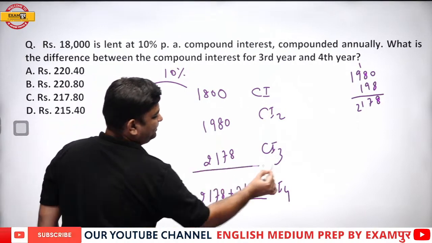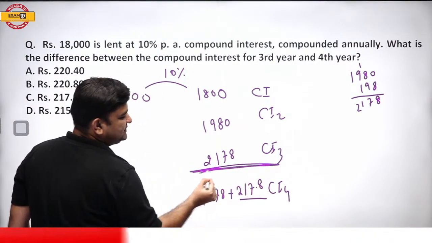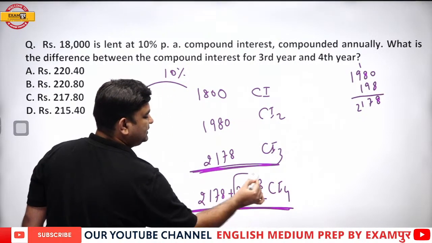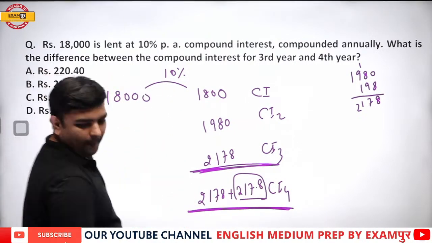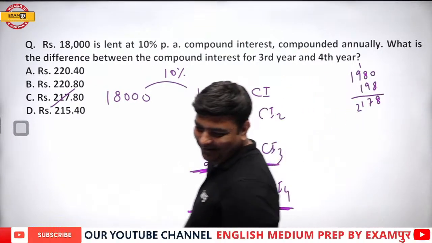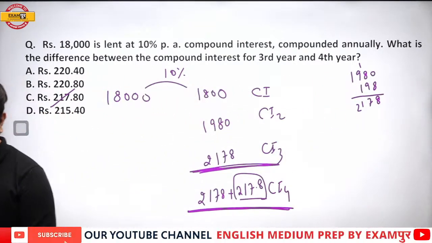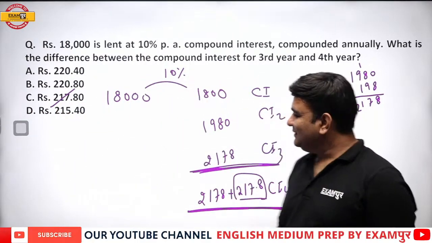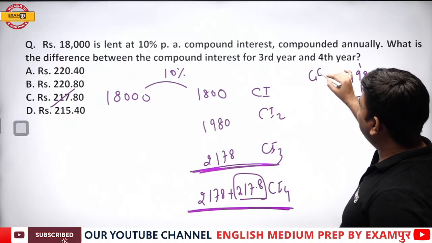See, the difference between CI of 3 and CI of 4 is only this. Isn't it, Harshit? GEM is the best.